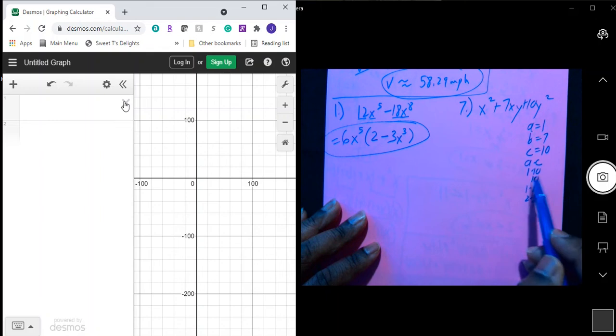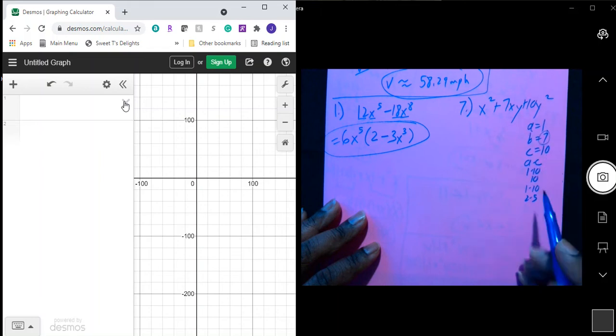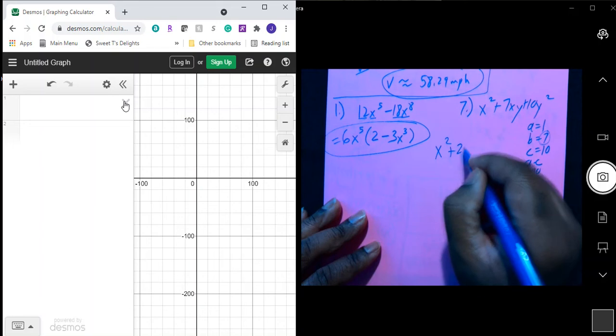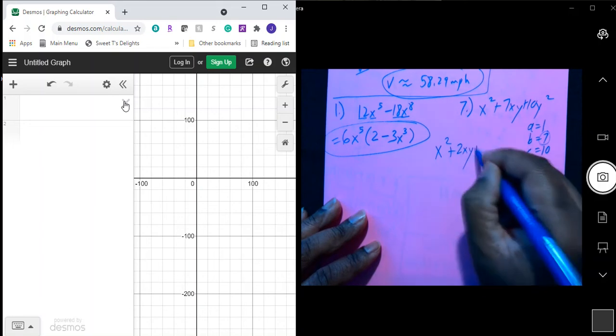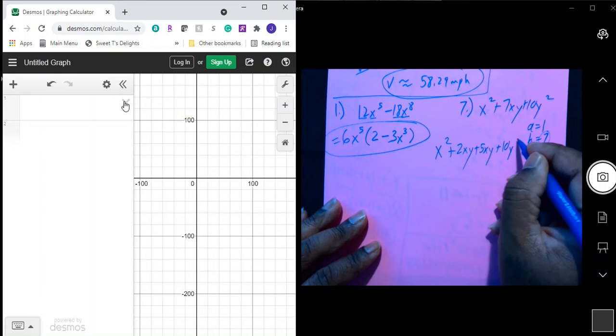So we have to find two numbers multiplied together that will give us 10, but added together would give us what b is equal to, which is 7. So that would be 2 and 5. So we replace 7xy with the 2 and 5. So we have x squared plus 2xy plus 5xy plus 10y squared.